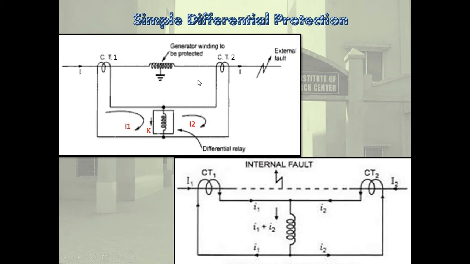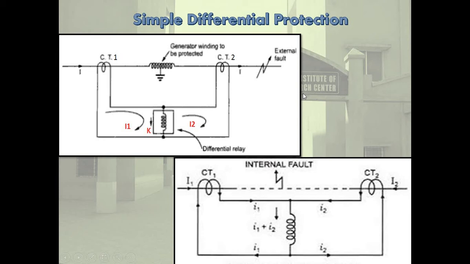Okay. The differential relaying is the most selective relaying principle that detects faults by comparing the electrical quantities at all of the terminals of the system element. Most differential relays are of the current differential type. Here this is a simple differential protection figure.